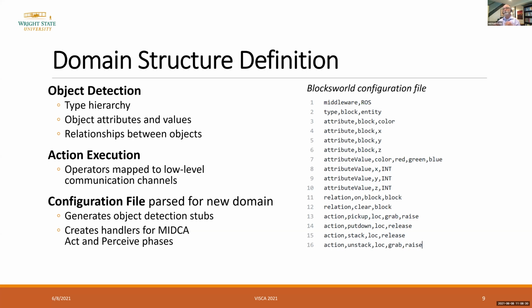So by creating this file, there's some code that will take it and generate stubs for the object detection code you have, and it will create stubs for perception action handlers, so that it allows the developer, for a particular domain, to fill in the details.